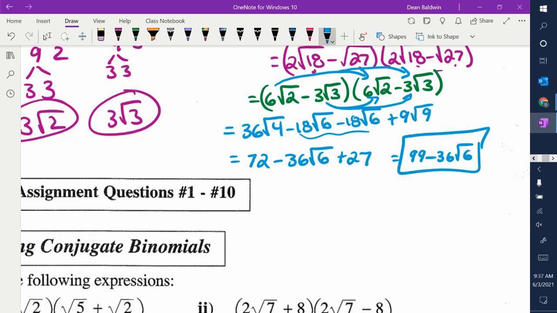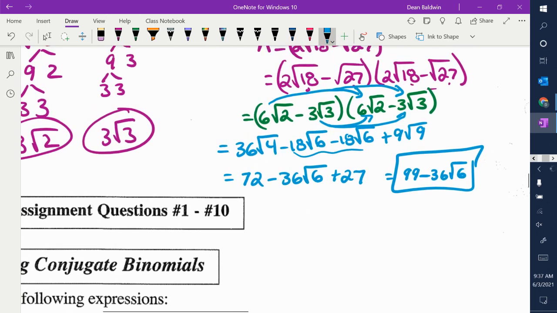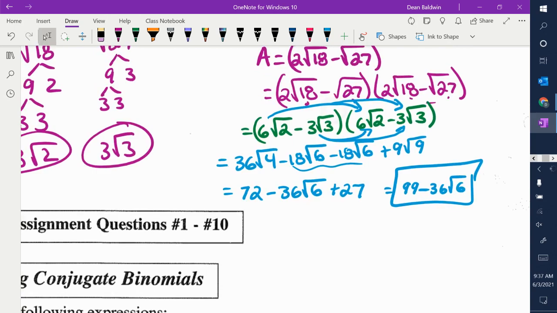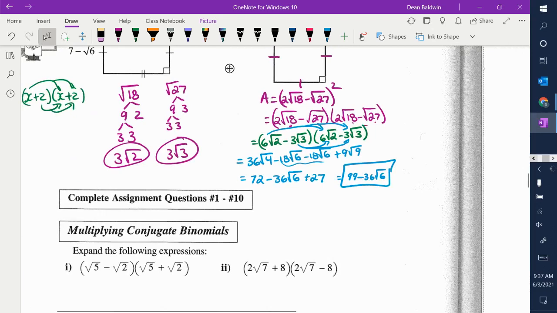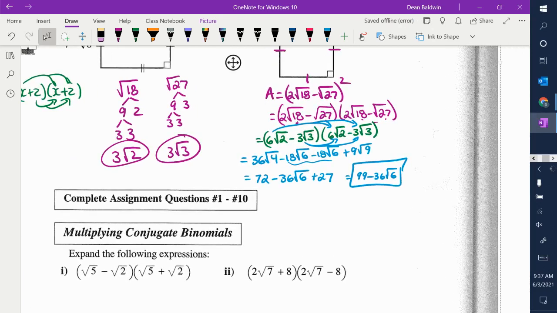That's the area of the square. Not that anybody actually cares. It's just a way to get you to multiply to square a binomial. Okay. Are there any questions about that?